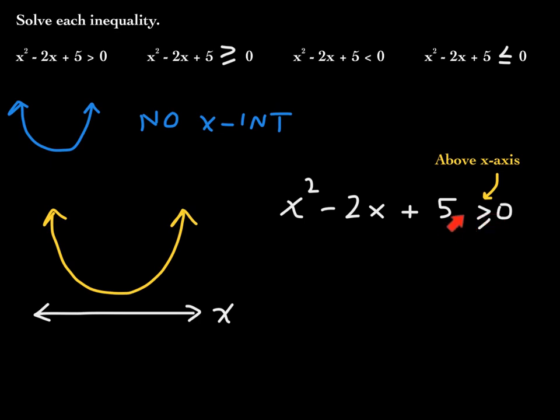Let me break that down again. Greater than or equal to 0 means find out when this parabola is either above the x-axis or right on the x-axis. Well, it's never right on the x-axis, but it is always above the x-axis. So your solution here, again, is all real numbers. Meaning, no matter what x value you plug in here, you will always be either greater than 0 or equal to 0.